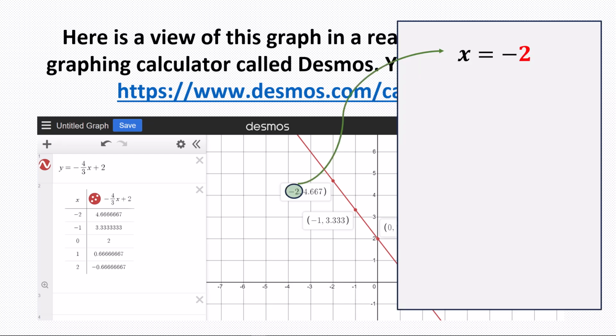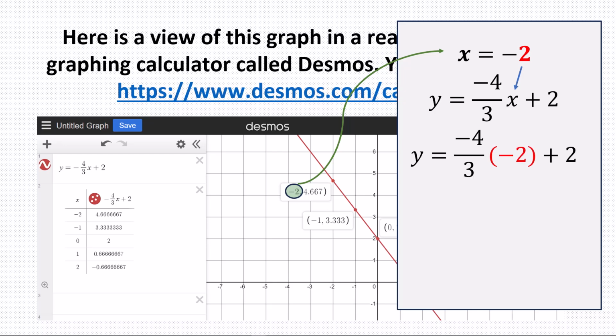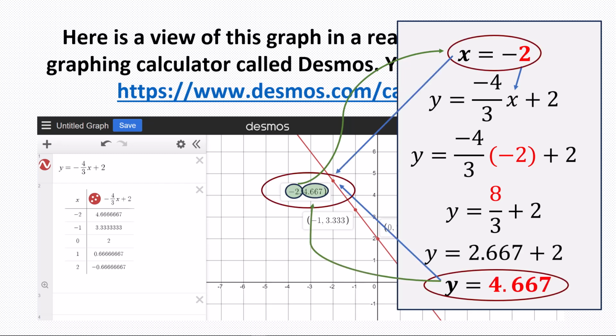For the x value -2, we substitute it into the equation, evaluate the right side expression with -4 times -2 becoming 8, the fraction 8/3 becoming 2.667, and then adding 2 to make 4.667, which matches the point showing on the graph.